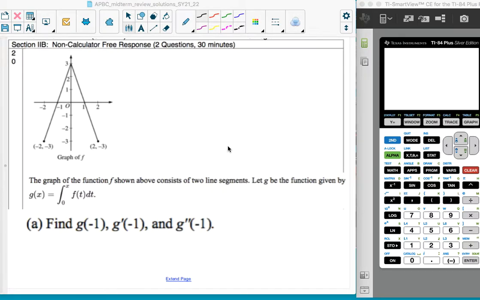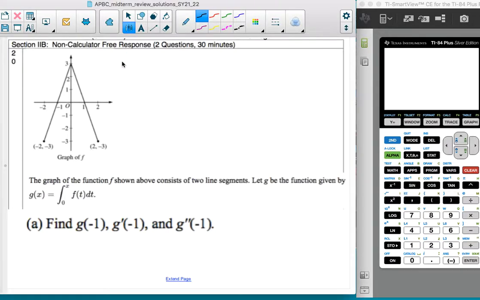All right, this is APBC Calculus. We're doing midterm review, and this is free response 20A, which is non-calculator. So I have this graph of f, and I'm given that g of x is the integral from 0 to x of f of t dt. So we've seen this problem before with different numbers, but we're asked to find g of -1, g prime of -1, and g double prime of -1.